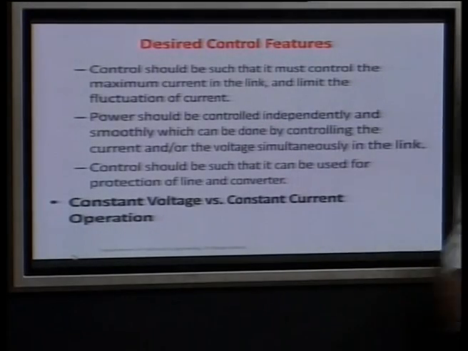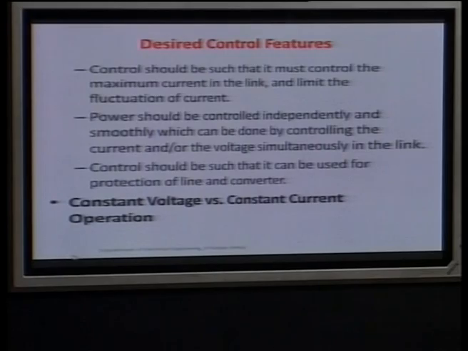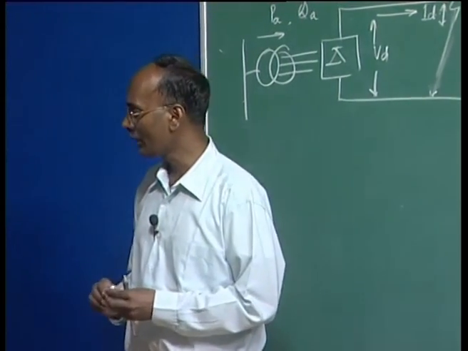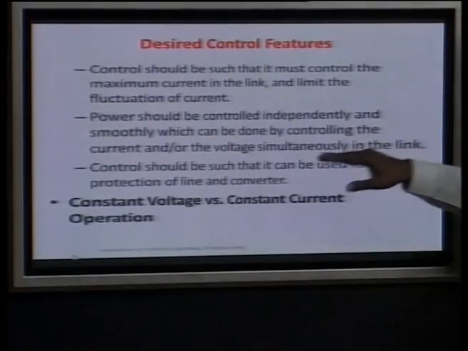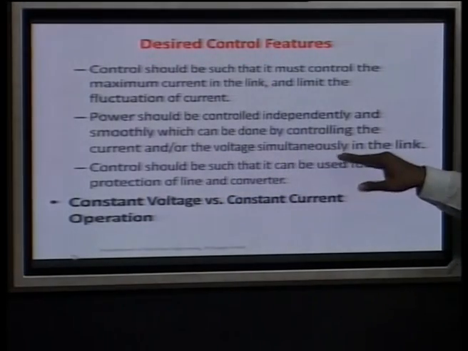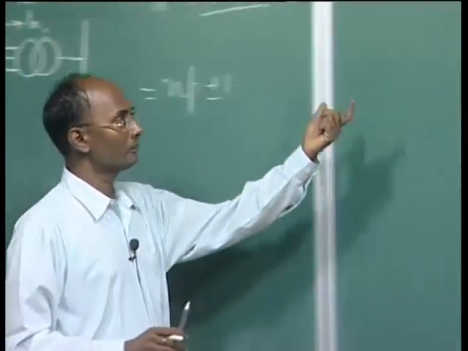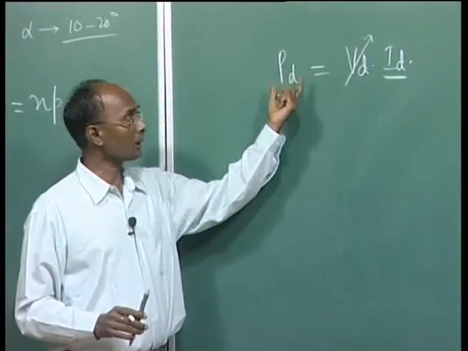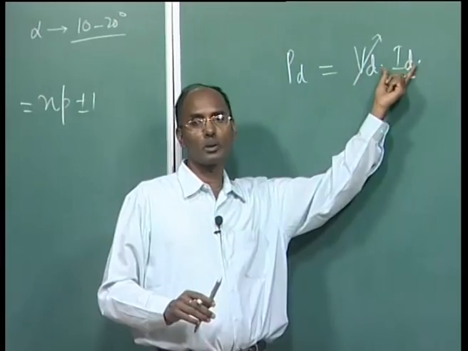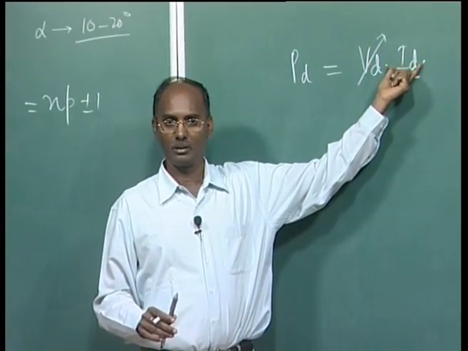Now another requirement is that the power should be controlled independently and smoothly, which can be done by controlling the current and/or the voltage in the link. As I said, to control the power, it is possible that we can control both of these together.